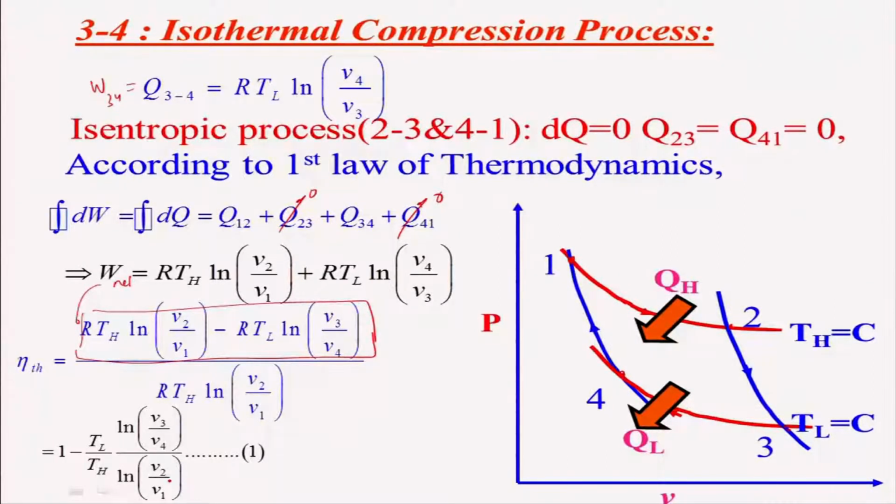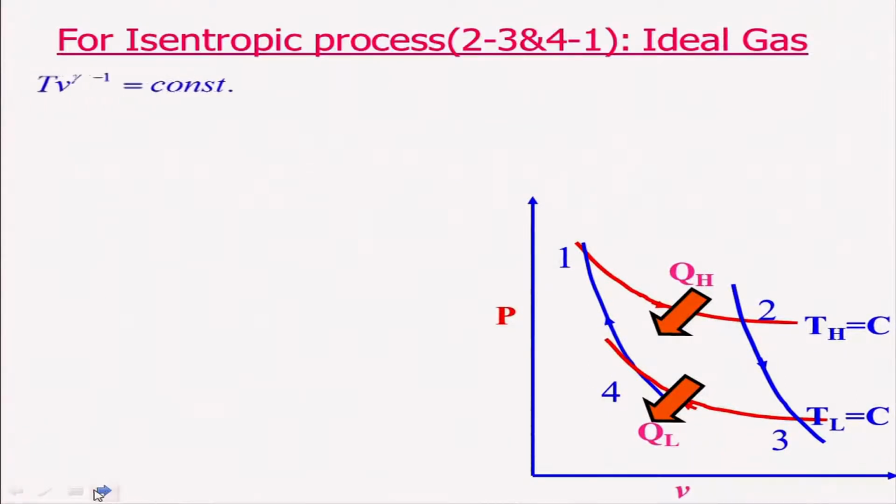Now we will look at how we can relate this term, ln V3 by V4, and this term, and see whether we can simplify this expression for the thermal efficiency. We know that the process between stations 2 and 3 is isentropic, and similarly 4 and 1 are isentropic processes. And for isentropic, T V to the gamma minus 1 is equal to a constant for an ideal gas, which we have already assumed.